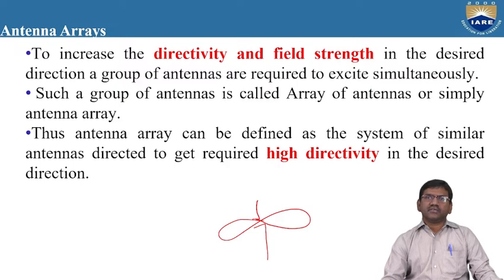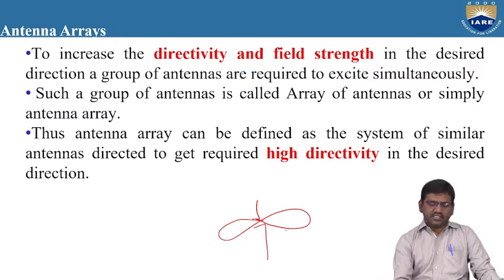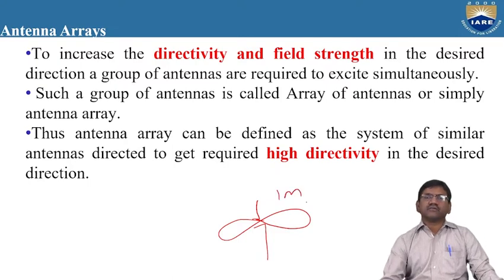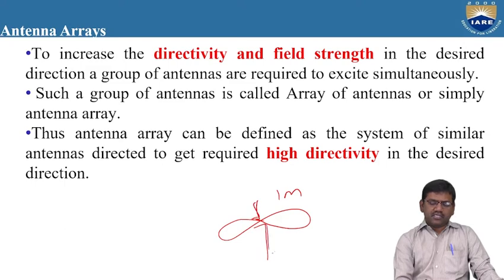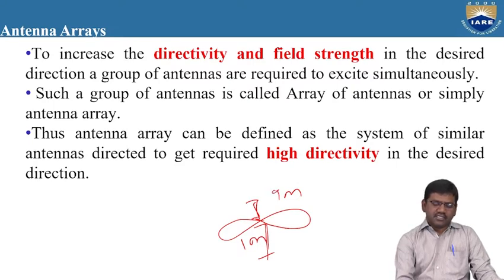Here you can observe there is only a single dipole. Let us say the radiation pattern is going into free space for a distance of 1 meter. That means the length of the dipole is 1 meter, and the electromagnetic waves are going into free space to a distance of, let us say, 2 meters.